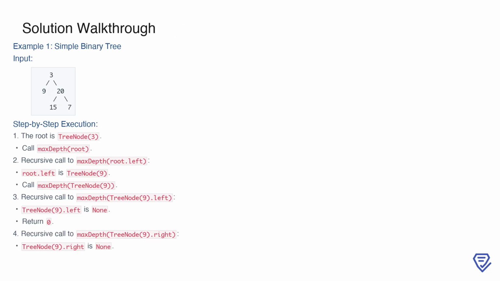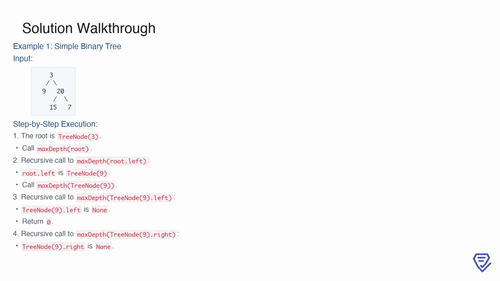Here, we have a simple binary tree with a root, TreeNode 3, and both left and right children. We begin by calling maxDepth(root) on the root node. The function makes a recursive call to explore the left subtree, starting with TreeNode 9. Since TreeNode 9 has no left or right children, we make recursive calls to maxDepth(TreeNode 9.left) and maxDepth(TreeNode 9.right). Both of these return 0 because the children are None. This means the depth of the subtree rooted at TreeNode 9 will be calculated as 1 plus max(0, 0), which equals 1.